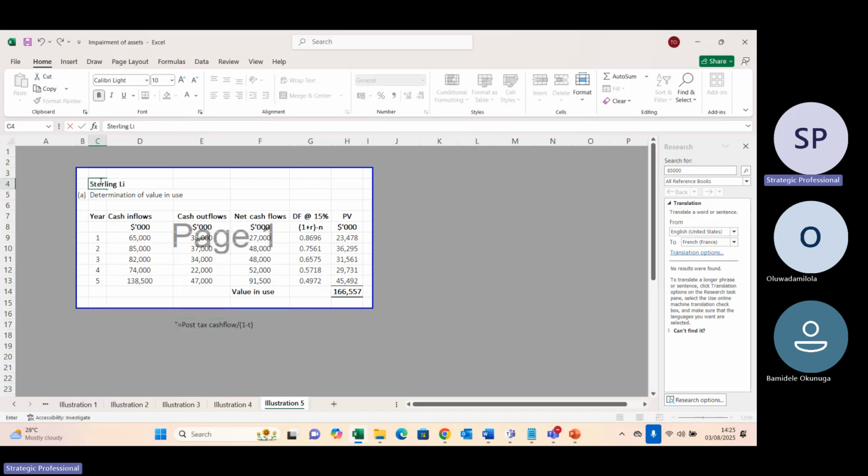Sterling Limited. So the first requirement is to calculate the carrying amount. Calculation of carrying amount of the non-current asset as at 31 December 2025. Okay.